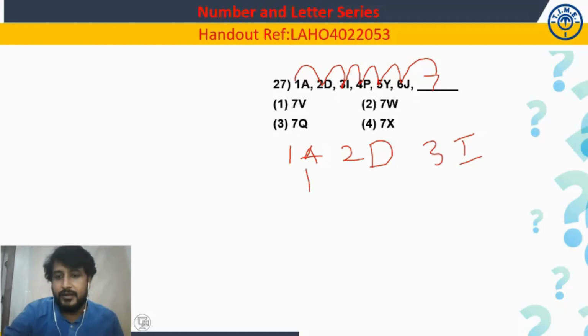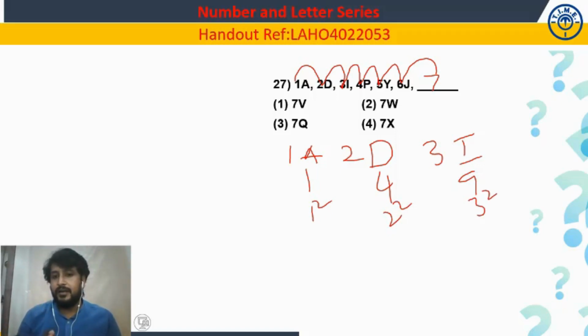A's place value 1, D's place value 4, I's place value 9. 1, 1 square, 2, 2 square, 3, 3 square. It is perfectly matching. The number and its square is taken as the place value of the letter. So 1, 1 square; 2, 2 square is 4 which is D; 3, 3 square is 9 which is I; 4, 4 square is 16, P's place value is 16; 5, 5 square, 25 which is Y; 6, 6 square is 36, what is the 36th letter? J.